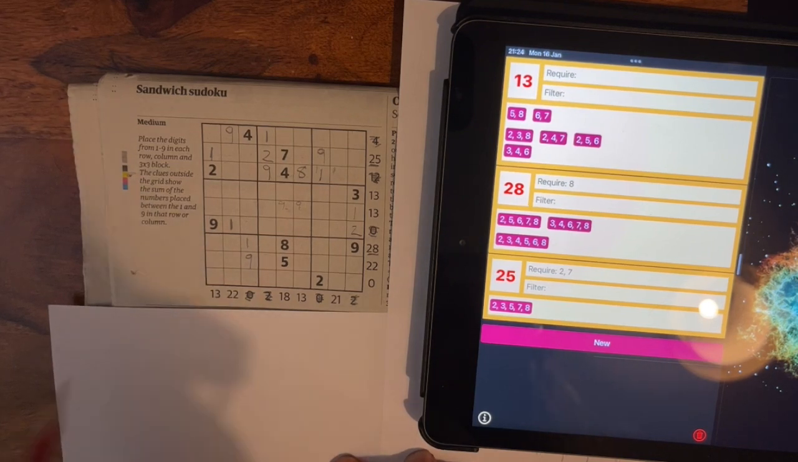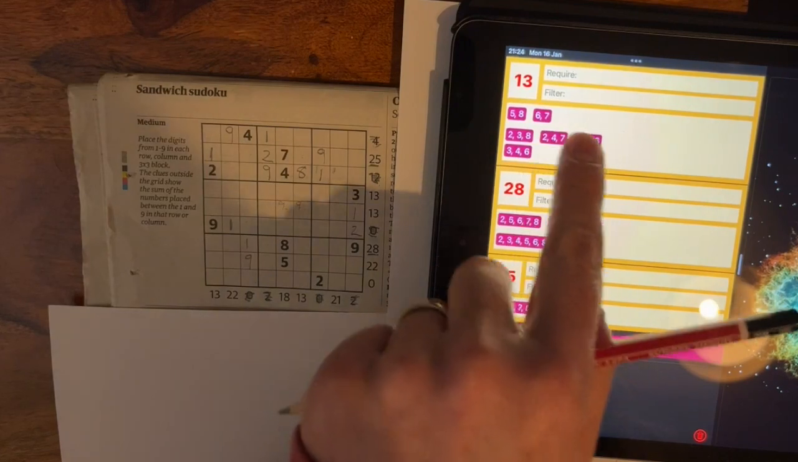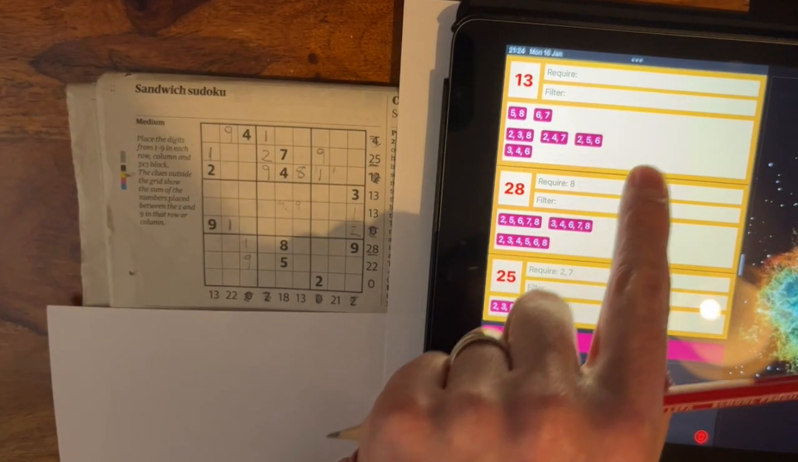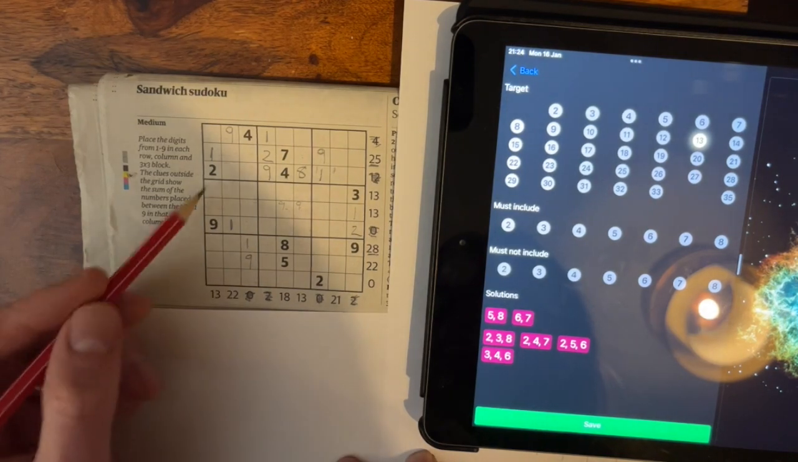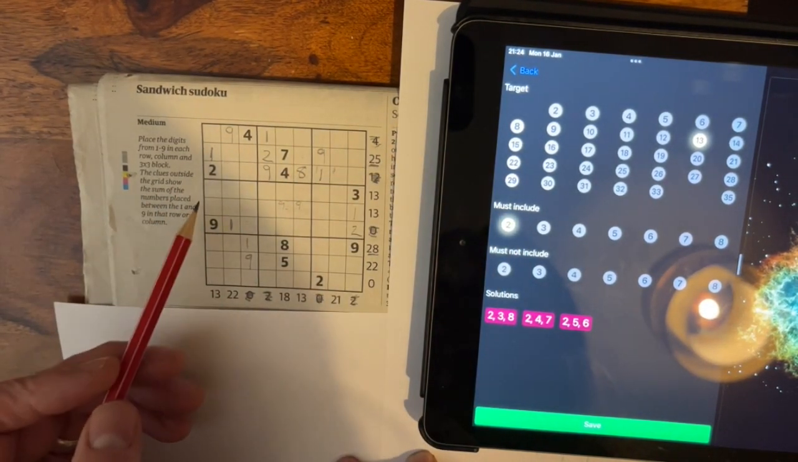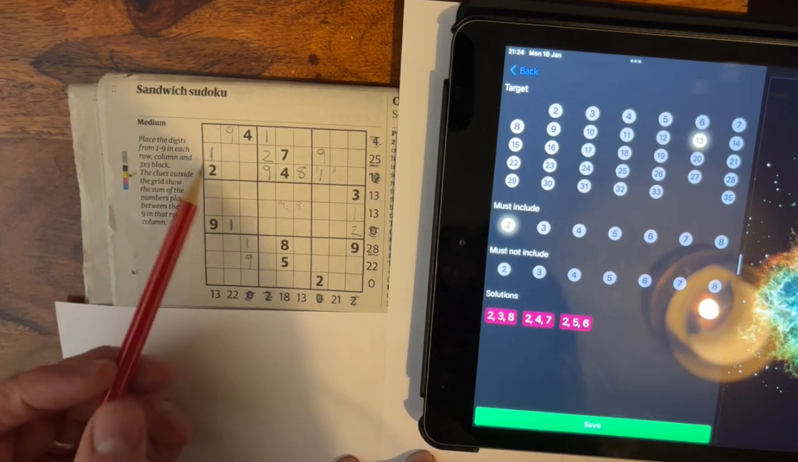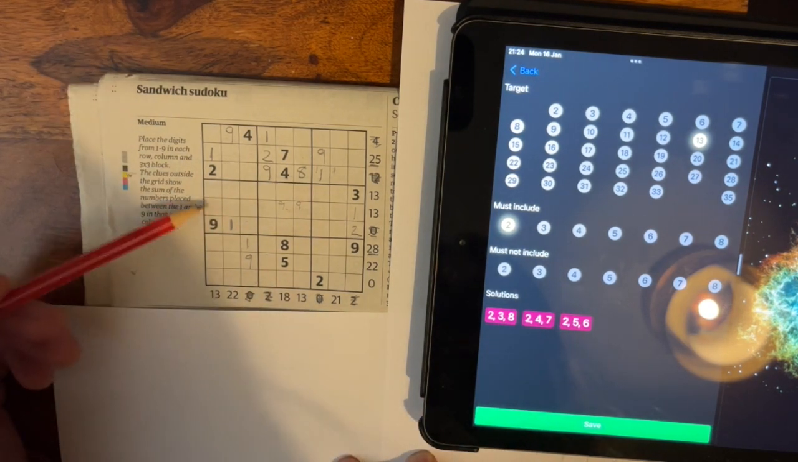But this 13 might be interesting. See, we have a 13 already here, but let's just edit this because we've got a 13 that must include 2. So if we do this, must include 2. Right, again, there are too many different combinations. I don't think that's helped us. So it could be 238, 247, 256. So that's pretty much anything.